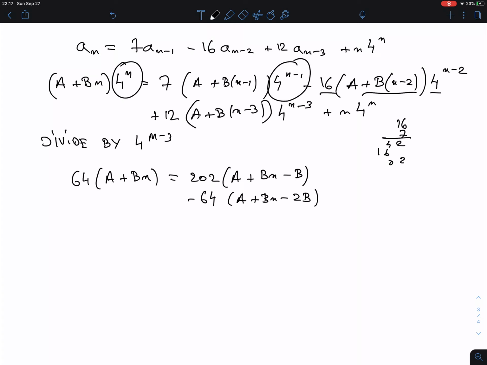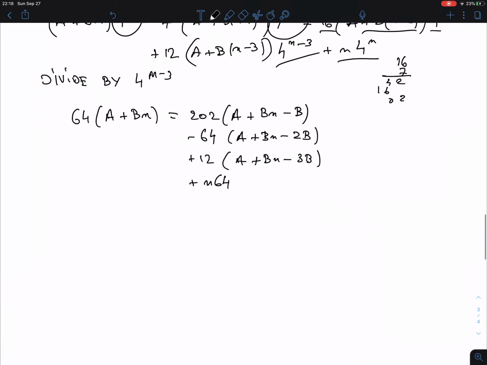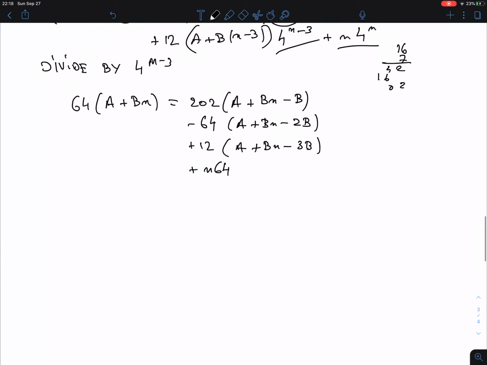I'm expanding this, right? And then this, there's nothing here, so we have just plus 12 times a plus bn minus 3b. And then this one, what we have here, plus n, and for the third power we are left with 64. Okay, so that's what we have now. So I'm going to expand everything. Well, what we know is, and sometimes because it's a lot of writing, let's look at the constants in both sides. We know that they have to be the same, and then we go to the linear term.